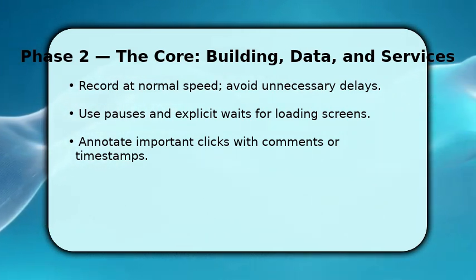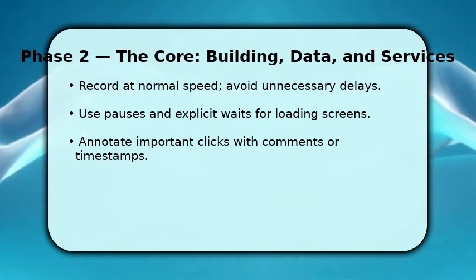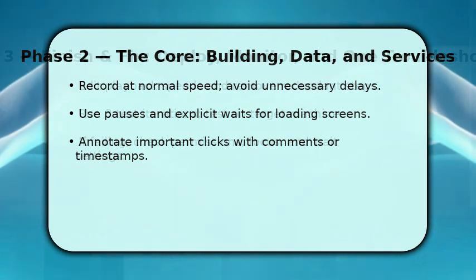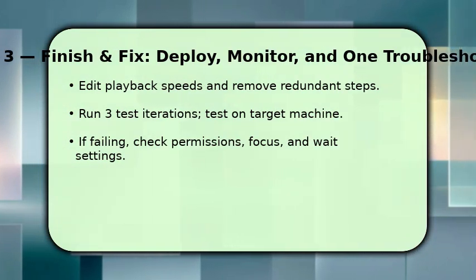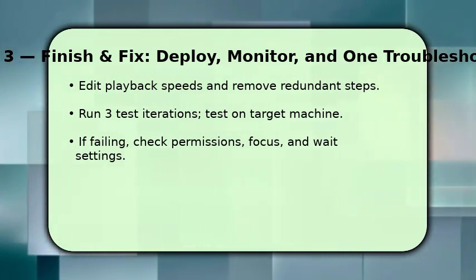Once done recording, save a versioned copy so you can iterate. These choices improve reliability and keep the macro maintainable. Finish by trimming redundant actions and adjusting playback speed for efficiency. Make sure loops and conditions reflect real inputs.